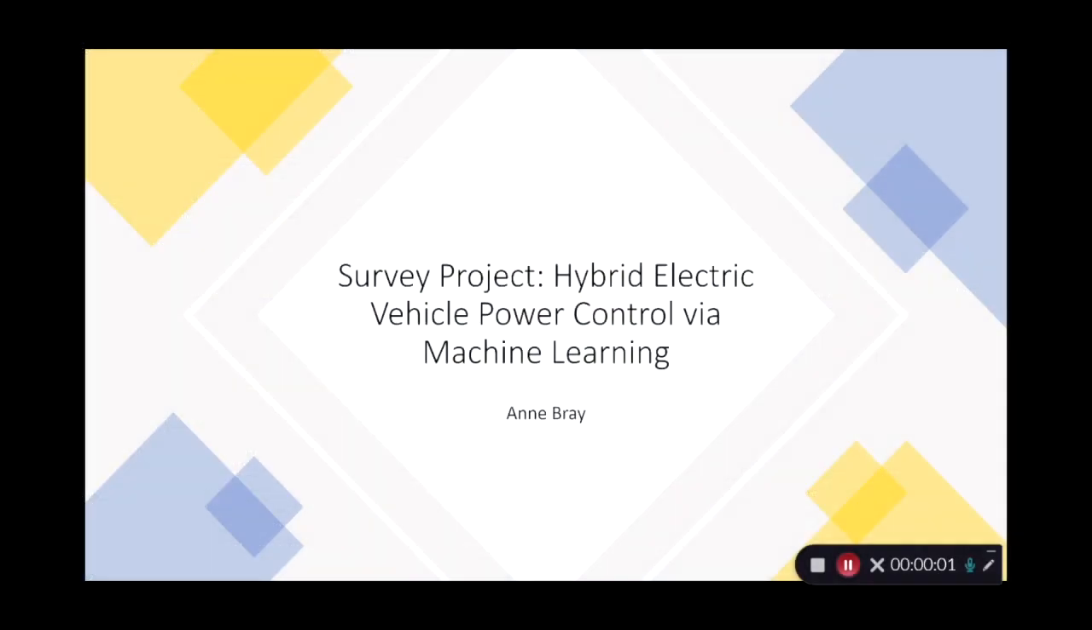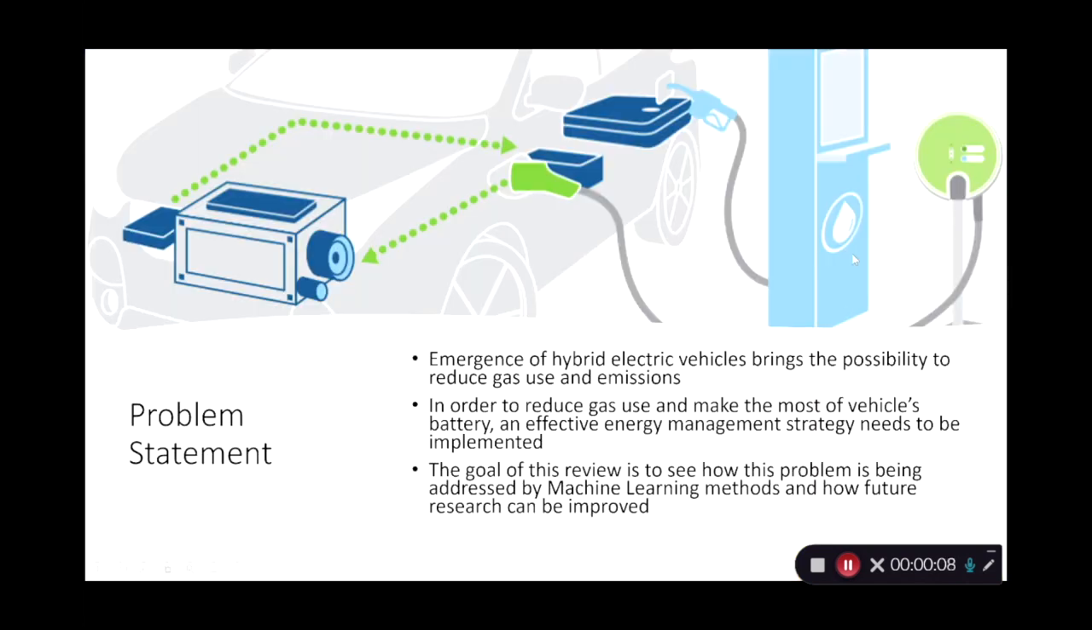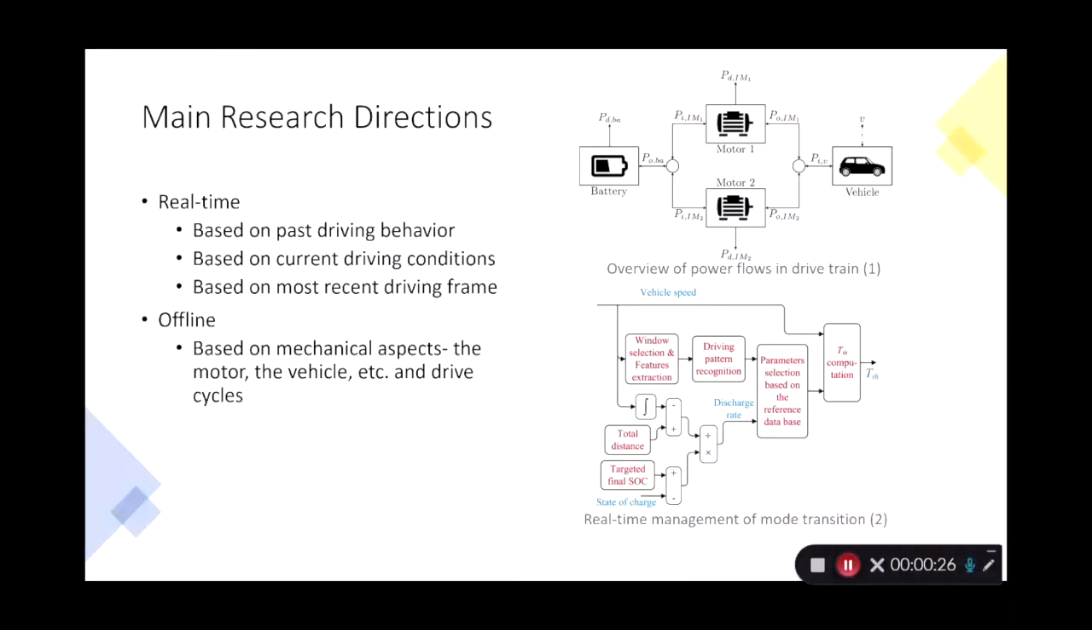Today I'll be talking about my survey project, Hybrid Electric Vehicle Power Control via Machine Learning. Hybrid electric vehicles are a combination of traditional combustion engines and electric power propulsion. The emergence of these vehicles brings the possibility of reducing gas use and emissions, but in order to do this, we need an effective management strategy for which machine learning can solve, and that is what my survey looked at.